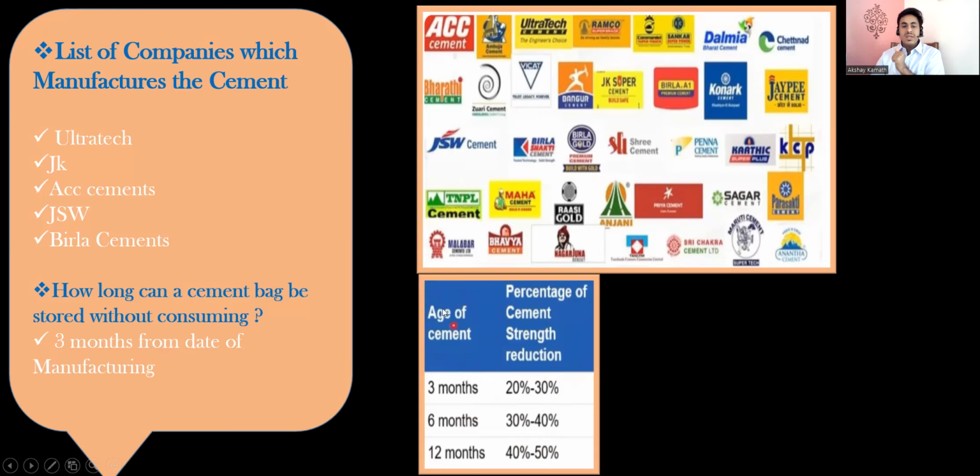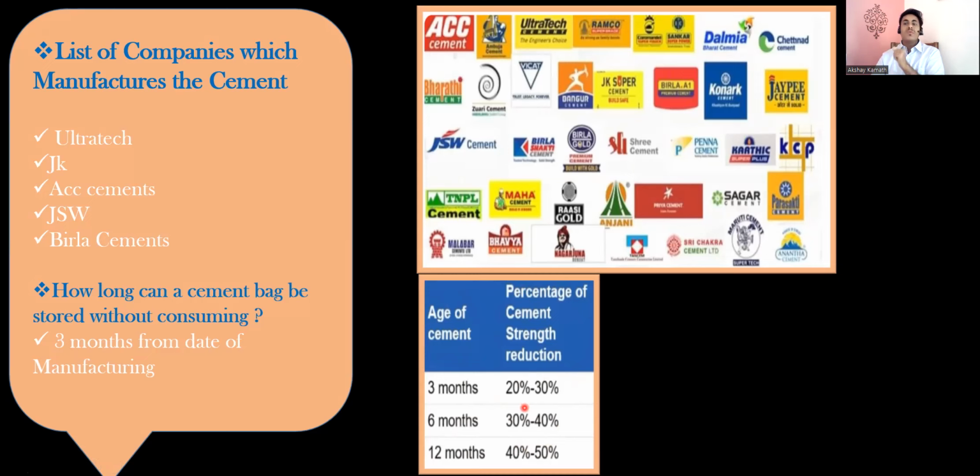So it's written here, age of a cement and percentage of the cement strength reduction. So up to the 3 months, almost 20 to 30% of the strength reduction will happen. If you're storing your cement without use for 6 months, 30 to 40% of a reduction will happen. And if you're storing your cement for 1 year, then almost 50% of the cement strength is going to come down. Okay, this is based on the research and all. Now that may not be the same case with you. So the best answer what you can do is up to 3 months we can use the cement.